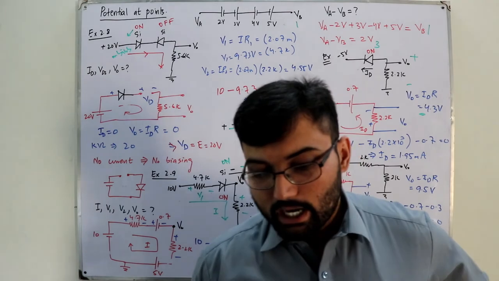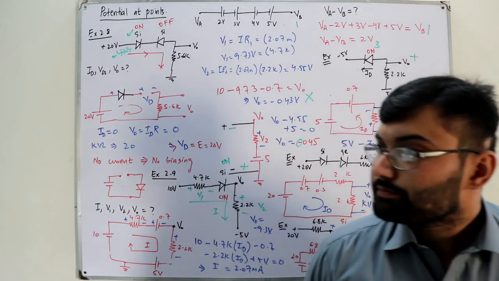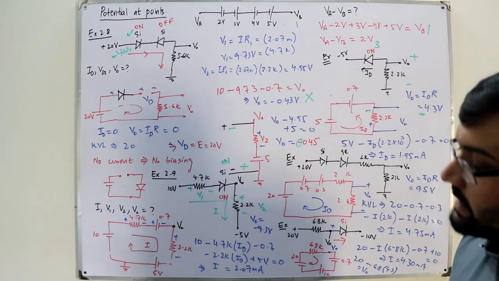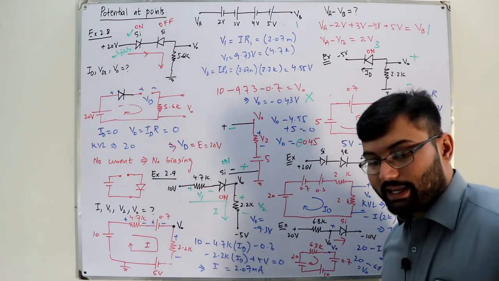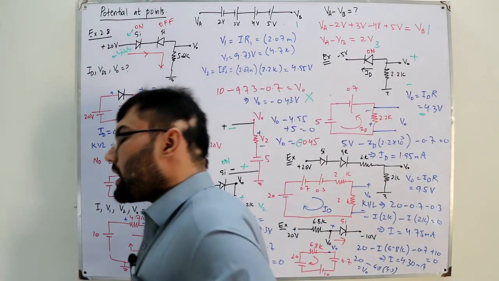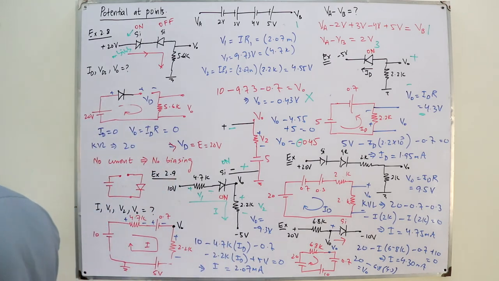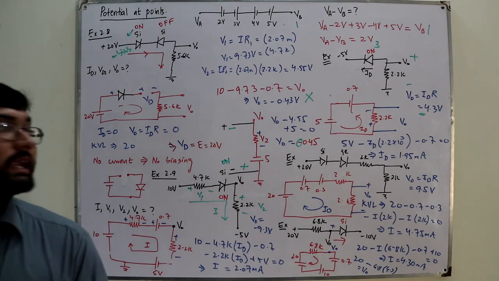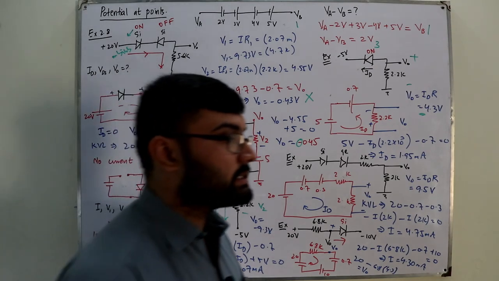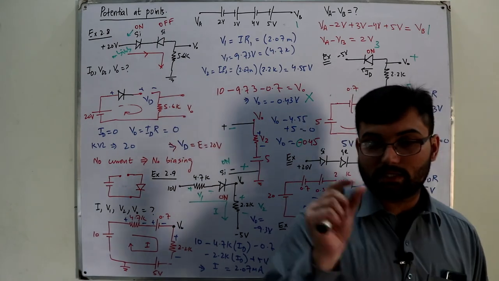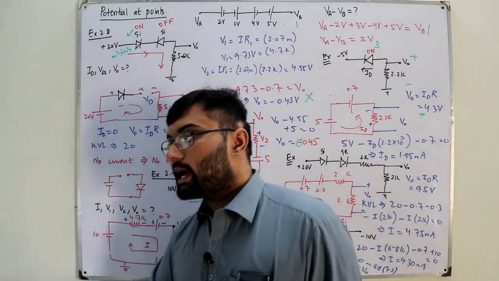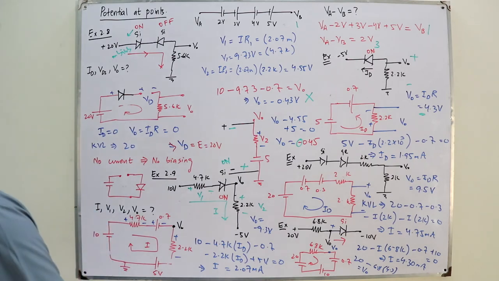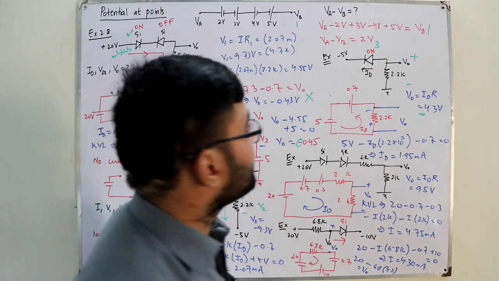That is it for the series diode configurations. I believe you've got a basic idea. Now, multiple diodes could be connected in series. And why are they connected in series? Basically to increase the PIV rating, the peak inverse voltage rating. If an application requires a peak inverse rating greater than that of a single diode, you can have multiple diodes of the same characteristics connected in series.